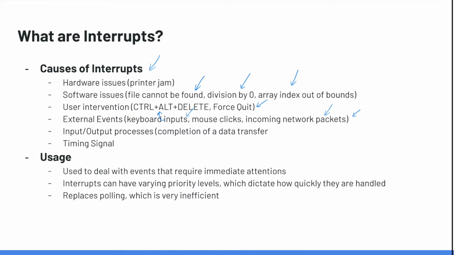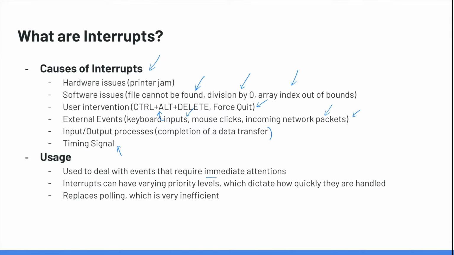Now, keyboard inputs might be Control-Alt-Delete or something similar, and mouse clicks could depend on where we're clicking or what we're doing. Furthermore, input-output processes could be another instance. For example, if you ever plugged in a USB drive and sent data to it, when that data has finished being transferred, you might receive a pop-up window. That's going to be done through an interrupt. And finally, timing signals.